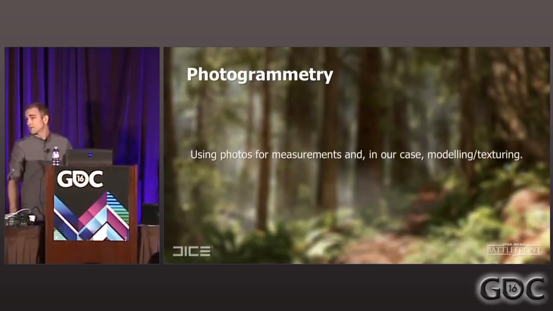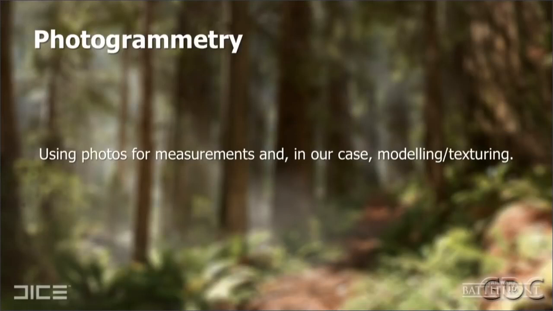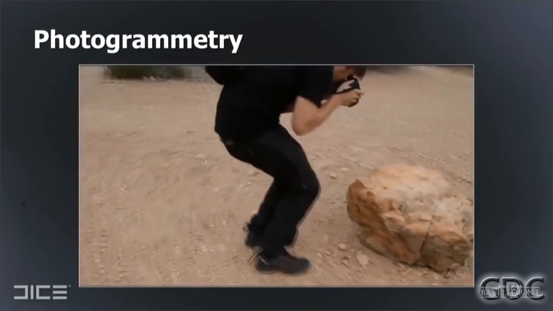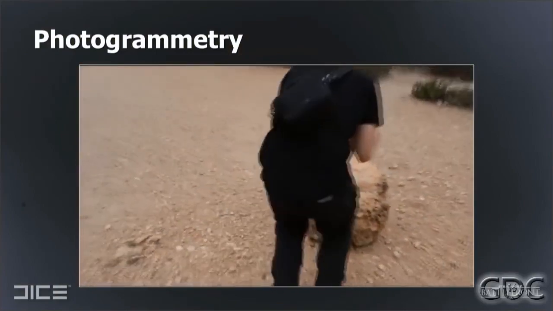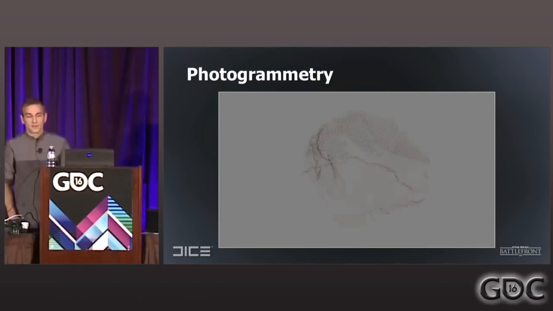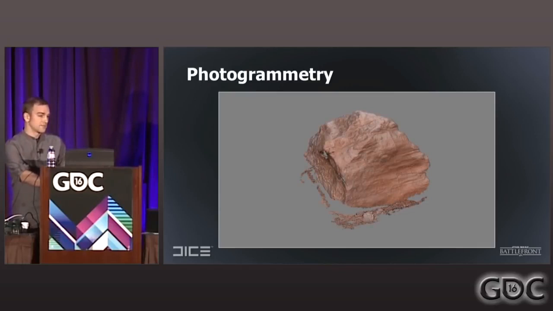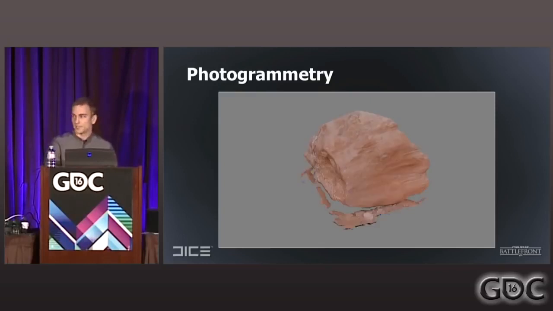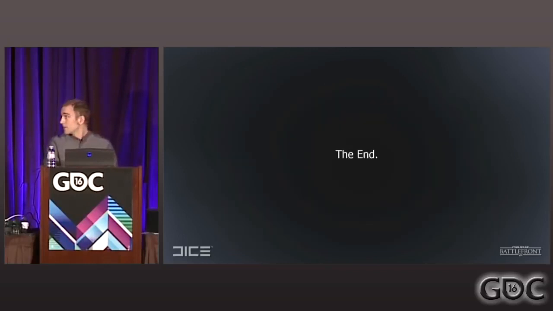For those of you that don't know, photogrammetry is just the use of photographs to make measurements, and in our case, generating models and textures from those measurements. The basic process works like this. You take a series of pictures. You align those pictures in a photoscan software, in this case, Agisoft. You generate a point cloud. From that point cloud, you generate a high-density, high-res mesh. And there you can project textures.